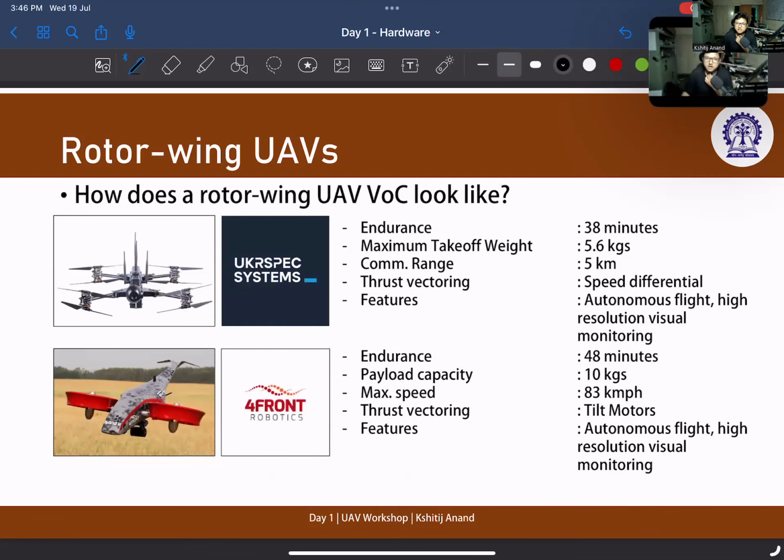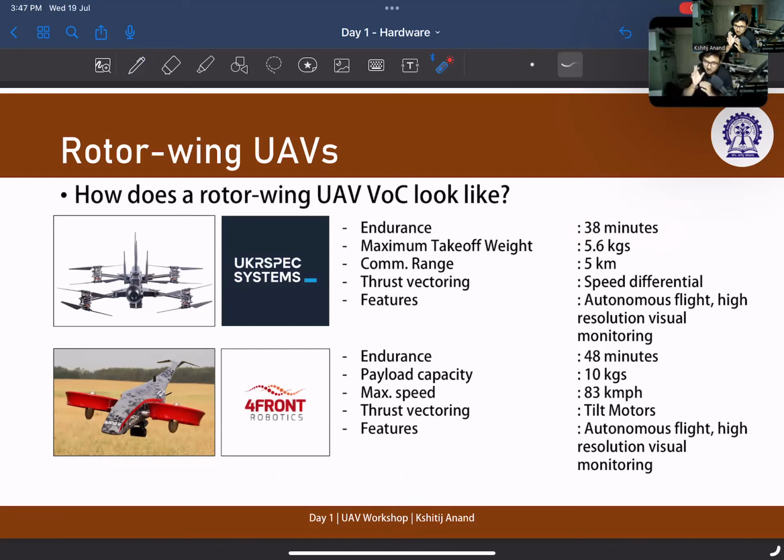So again, a comparison of two classic examples of rotor wing UAVs. So how does a rotor wing UAV VOC look? Again, the most important setting here is going to be endurance. For fixed wing UAVs, it was the speed at which you are flying, or the maximum speed at which you can cruise.